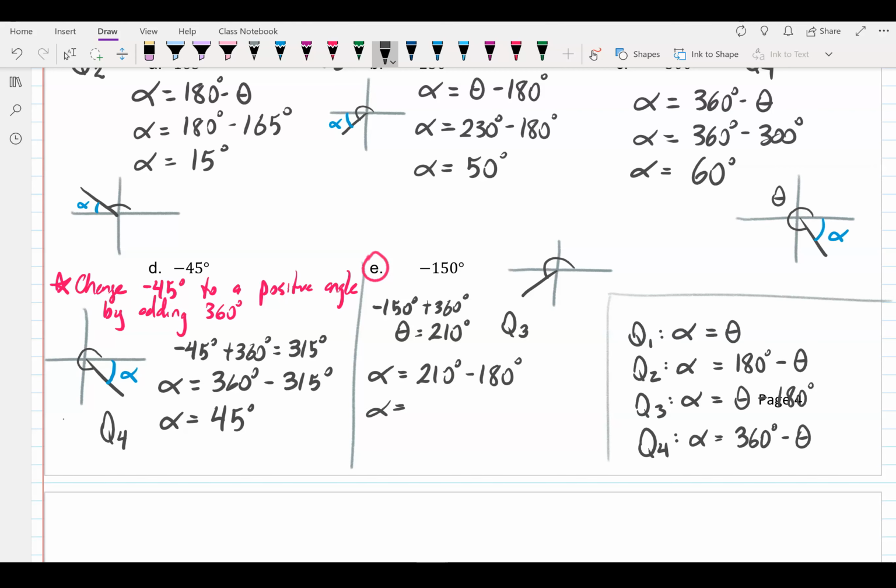And why does that work? Well, because we go to the nearest x-axis, I should say, and that'll give us that reference angle. So if this big turn here is 210, and I want to take away this 180, minus 180, we're left with just the 30 degrees.